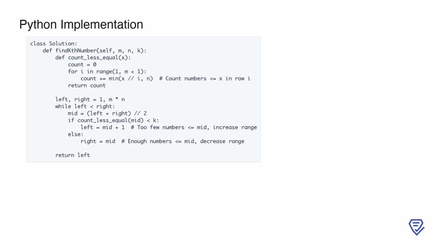Therefore, we adjust the range by setting left equals mid plus 1. Otherwise, we reduce the range by setting right equals mid. When the loop exits, left contains the kth smallest number, which is then returned as the result. This approach is efficient, with a time complexity of m * log(m * n), where the binary search runs in log(m * n), and the helper function iterates through all rows m. This makes it suitable for the problem's constraints of large m and n, up to 300.